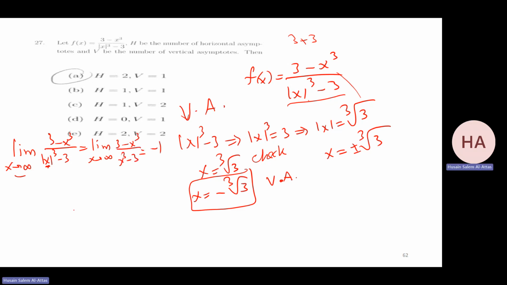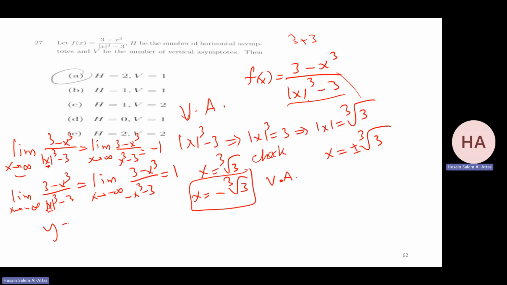Same degree, minus 1. Limit as x goes to minus infinity for the same function. This time this is negative, so there will be a minus sign: 3 minus x cubed over minus x cubed minus 3. Same degree, coefficient 1. So you have 2 horizontal asymptotes, y equals minus 1 and y equals 1. These are the horizontal asymptotes, and 1 vertical asymptote. So this is the answer.